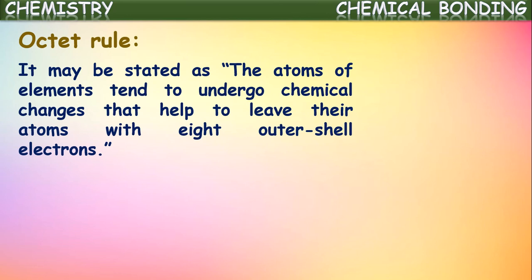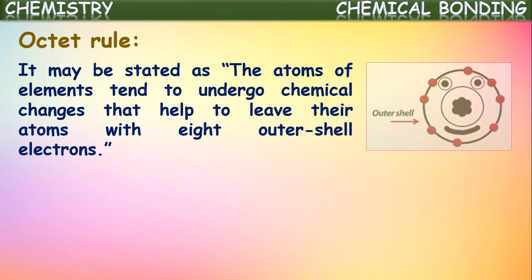It may be stated as: the atoms of elements tend to undergo chemical changes that help to leave their atoms with 8 outer shell electrons. So always the elements will tend to undergo chemical changes by which they get 8 electrons into their outermost shells, and hence they become stable. So that is the octet rule. The tendency of atoms trying to get 8 electrons into their outermost shells by participating in chemical reactions is called the octet rule. By having 8 electrons in their outermost shell, atoms become stable.